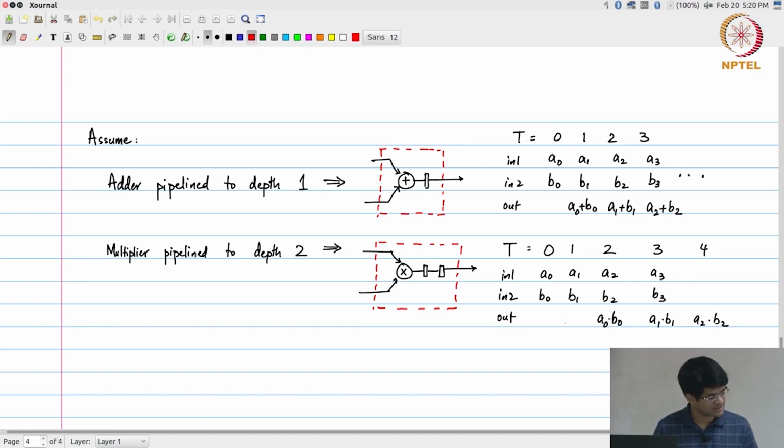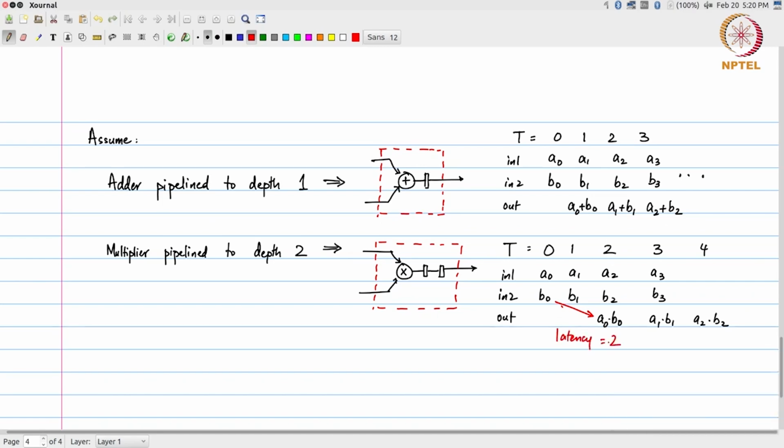So, in other words, there is a latency equal to 2, initiation interval is equal to 1. That is essentially the meaning of these statements, pipelined to depth 1 and pipelined to depth 2. Obviously, the fact that the adder is pipelined to depth 1 and the multiplier to depth 2 are incidental, they are not really relevant to the discussion, but they help to illustrate a point, that is all. So, that is why I have chosen those numbers.